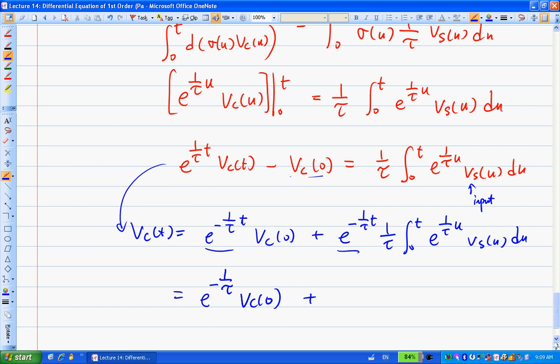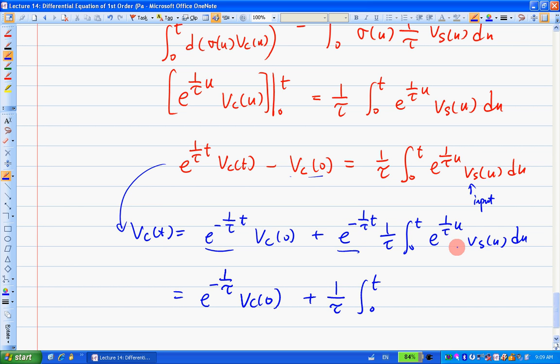One more step. You see, this is the integral with the dominant variable u, with respect to u. And here is e to the power of 1 over tau t. So this quantity here I can think of as a constant for this integral. So I'm going to move this quantity into this integral. I'll show you what it looks like now.